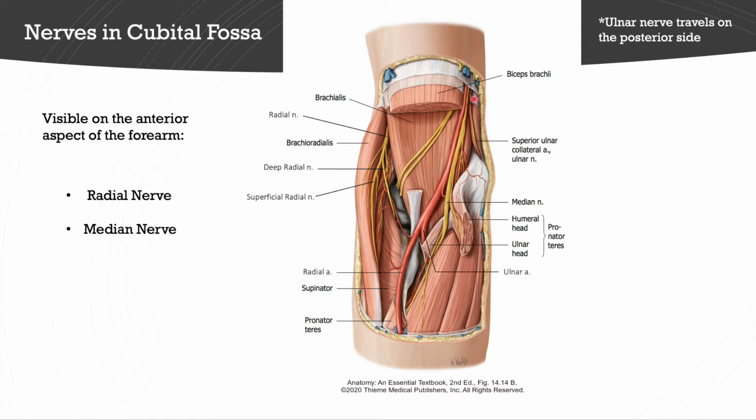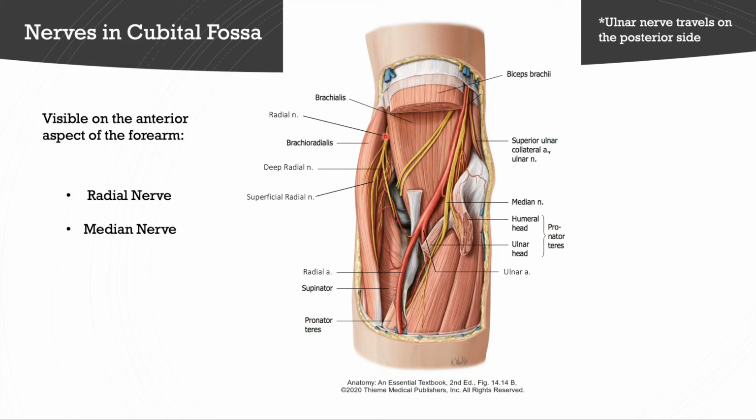On the medial side of the cubital fossa, we can see the median nerve traveling distally to innervate all of the muscles of the anterior forearm except for flexor carpi ulnaris and half of flexor digitorum profundus. The ulnar nerve travels on the posterior side and is not visible on the anterior side. Here we can see a small part of the ulnar nerve. The ulnar nerve will innervate flexor carpi ulnaris and half of flexor digitorum profundus.